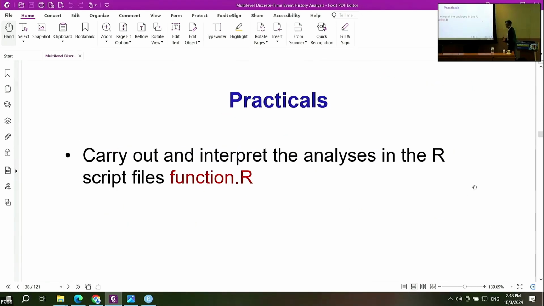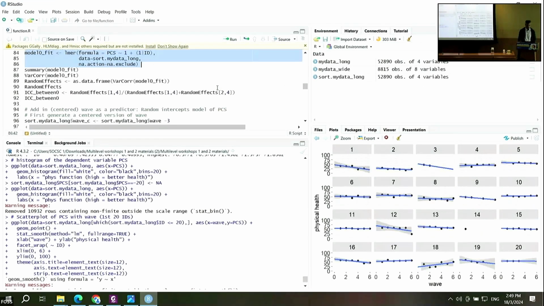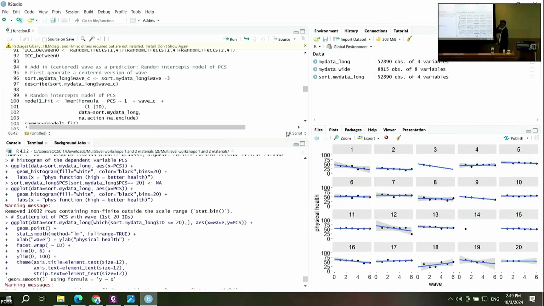So I'm going to let you loose on R now. I think you've all opened up this R script file. What I suggest you to do is just to go through the commands in there. Of course, you can just run all of the commands. Maybe try to understand them a little bit as you're running it, and then we'll take a little break, and then we'll start again with the next part of the workshop.